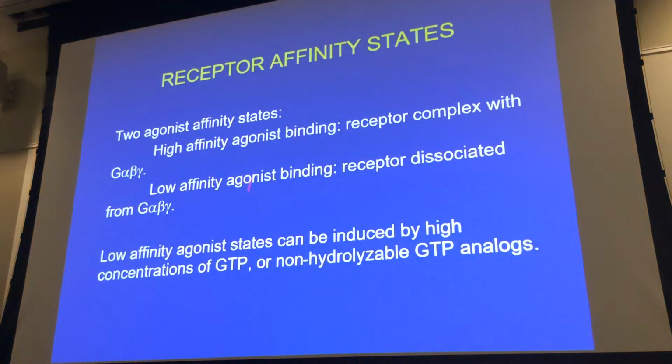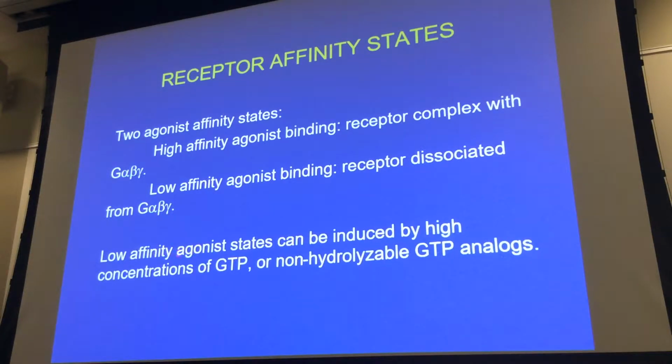So you have these two affinity states, which depend upon the ability of the receptor to bind to the G protein alpha subunit and heterotrimer. So once again, high affinity agonist binding, the receptor is coupled with G alpha beta gamma, and once the agonist is bound, the G protein dissociates and you have low affinity.